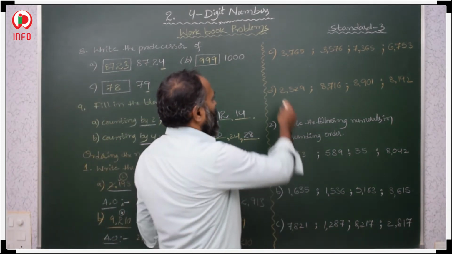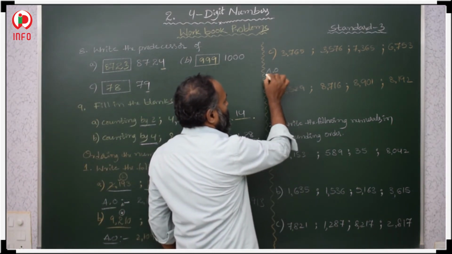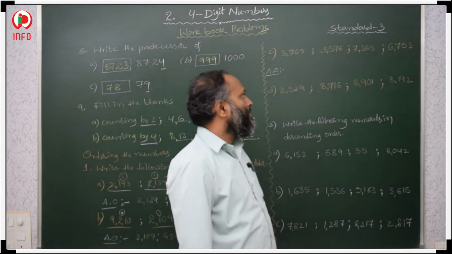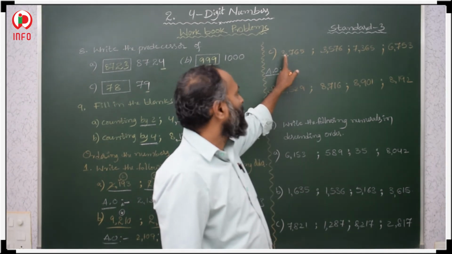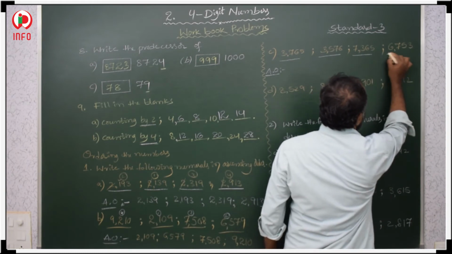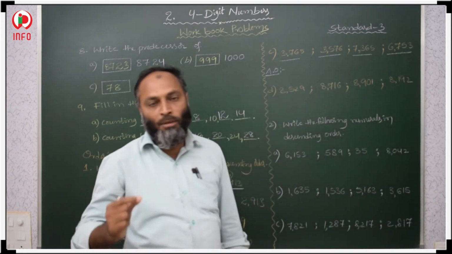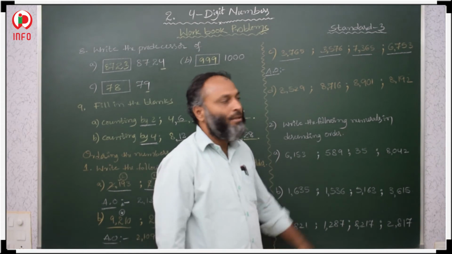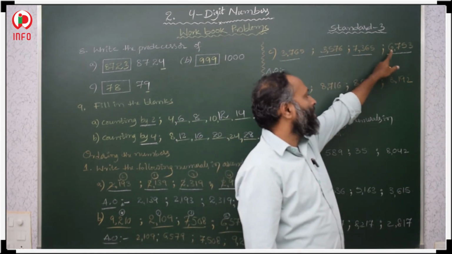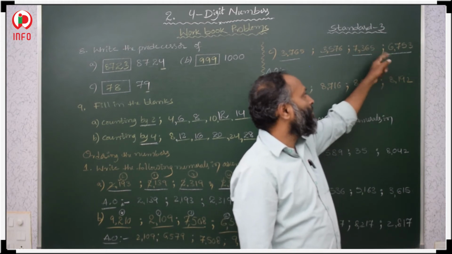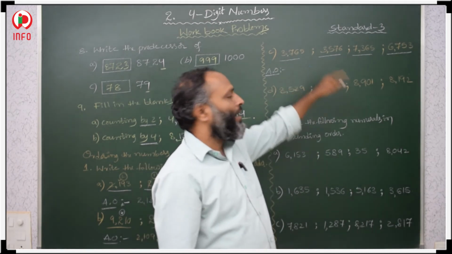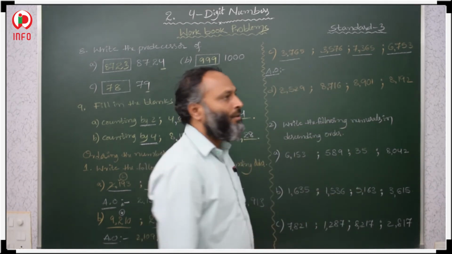Now this in ascending order. How to compare? We have to compare the thousands places first. This is the first numeral, second numeral, third numeral, fourth numeral. In the thousands place 3 is there, 3 is there, 7 is there, 6 is there. This 7 and 6 are both greater than these 3 and 3. So in these two we have to decide which one is smaller first.